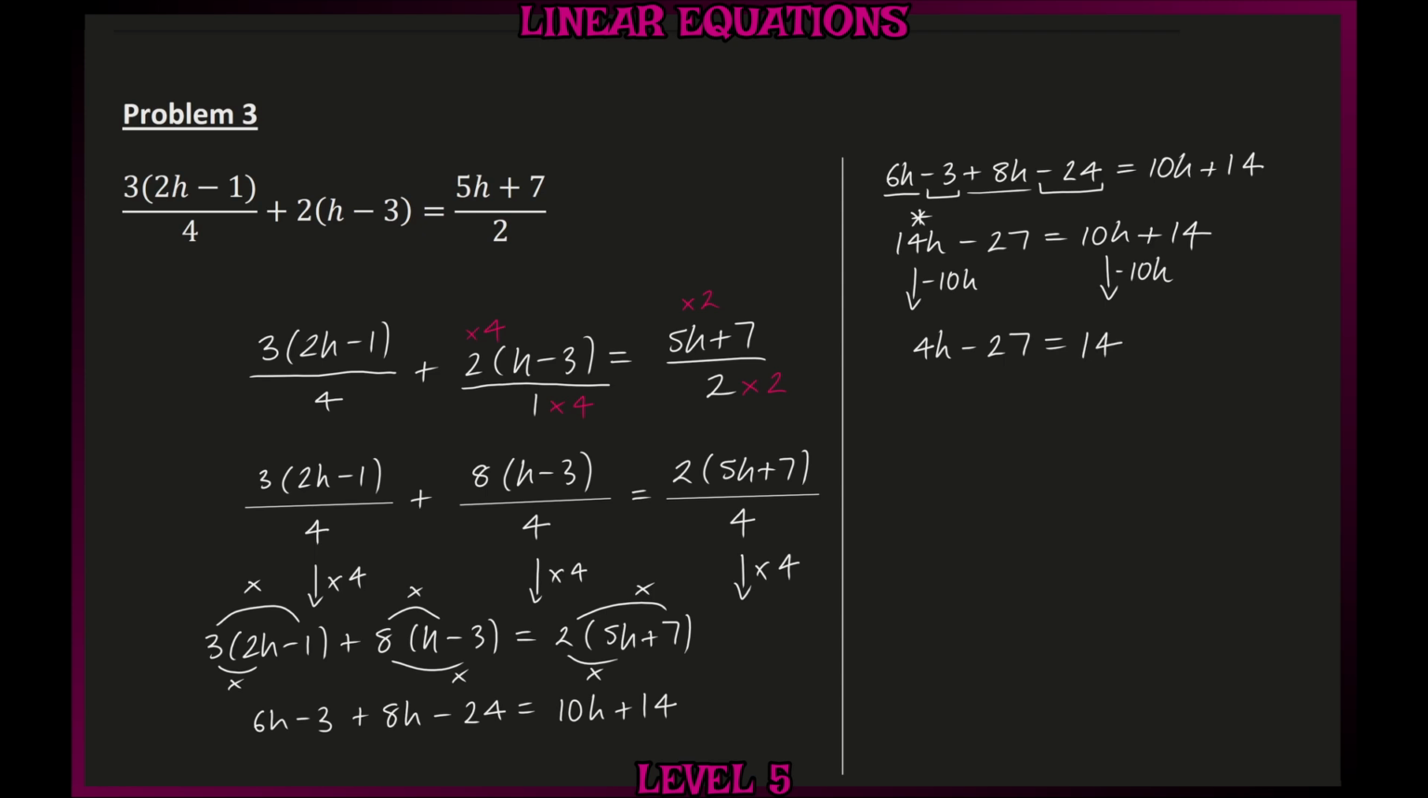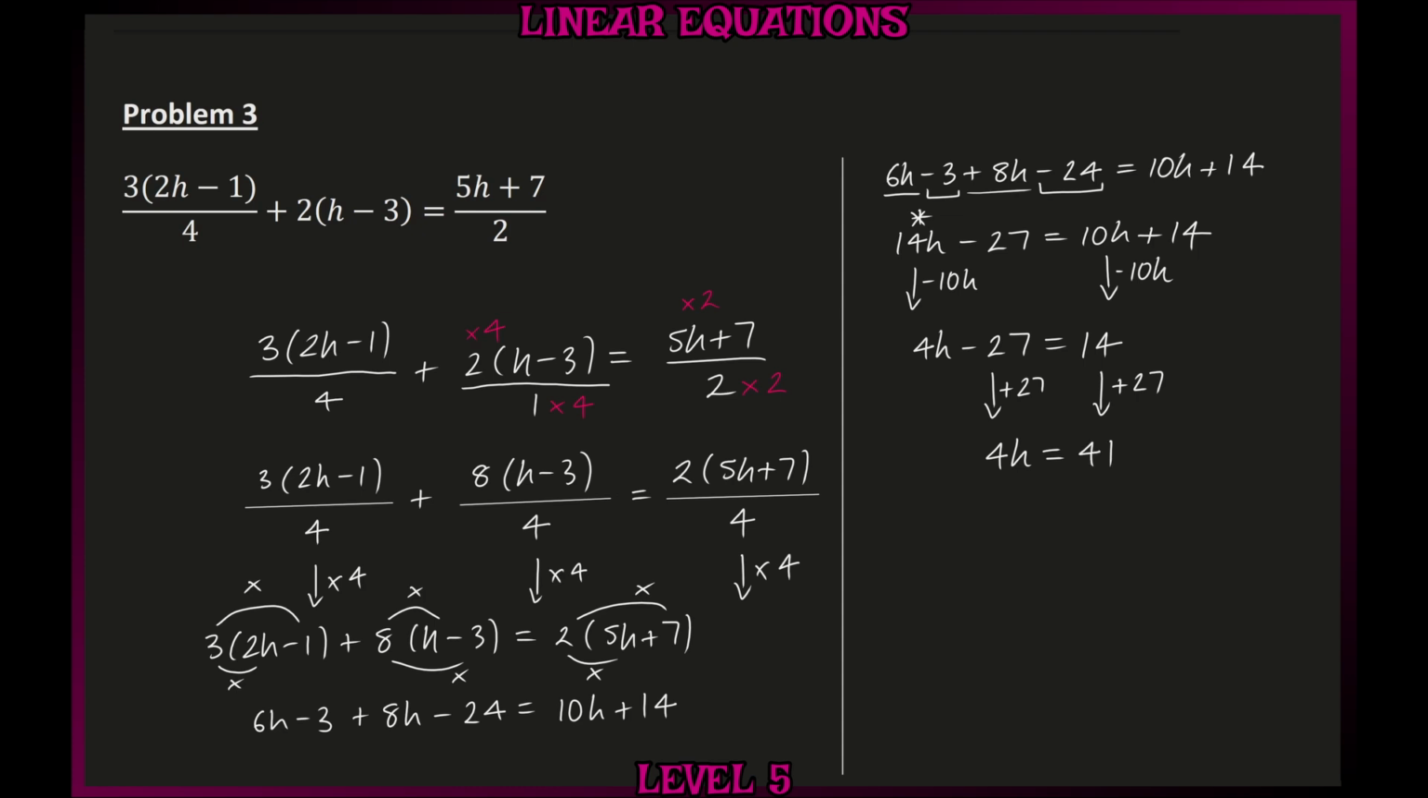We now need to remove the minus 27 from the left, and we can do this by using its inverse, which is plus 27, and doing the same on the right. So on the left, the minus 27 and the plus 27 cancel out to leave us with 4h. And on the right, 14 plus 27 is 41.